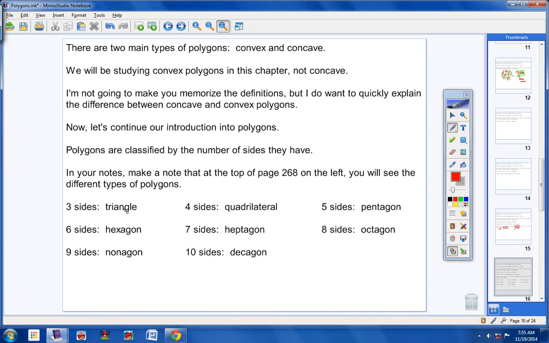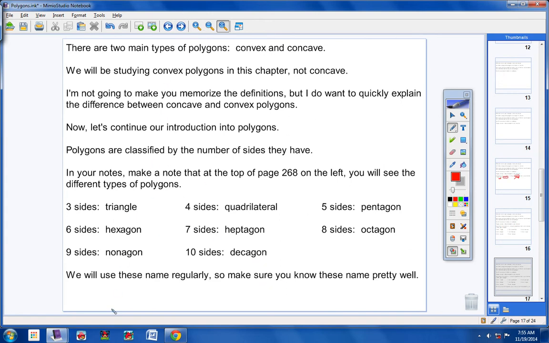Here's polygons. Here's the names of polygons based on the number of sides. 3 sides triangle, 4 sides quadrilateral, 5 sides pentagon, and so on and so forth. You can read these on your own. Okay, you need to be familiar with these and know these pretty well, okay? We're going to use them regularly. So if we're working on a word problem and it says the shape is a heptagon, you need to know that means that the polygon has 7 sides. You need to know that, okay? So we will use these regularly. You need to know these pretty well. I'm not going to ask you to list them or memorize them, but you do need to know these, okay?